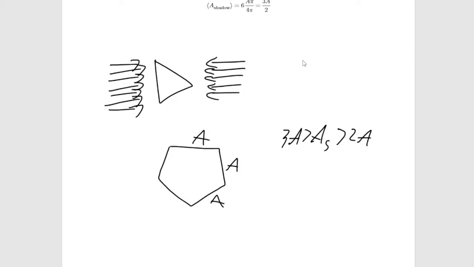Whereas for a tetrahedron, for a triangle in this instance, I know it must be bounded by A. Oh, this is kind of interesting. 2A is greater than A. It's greater than A.